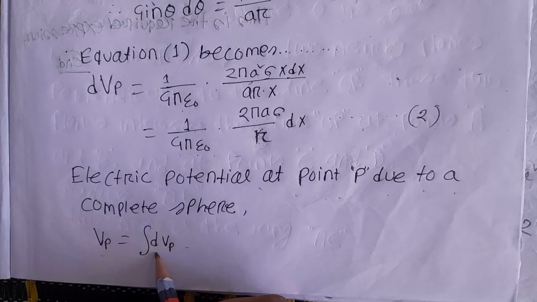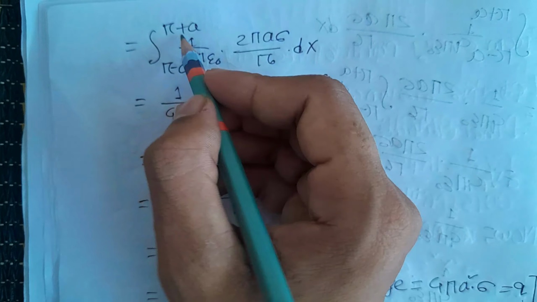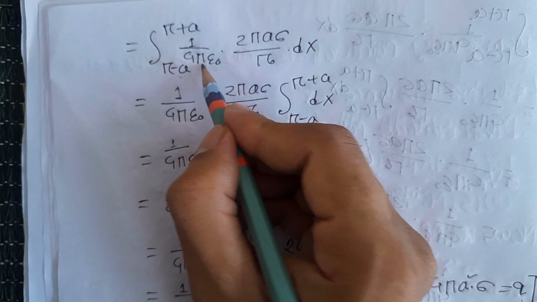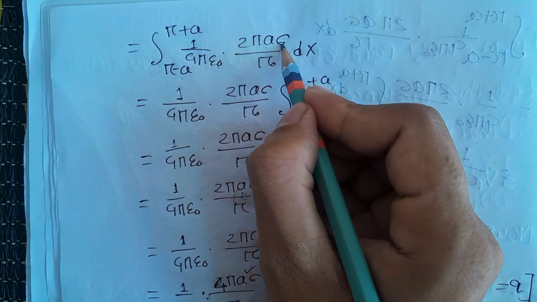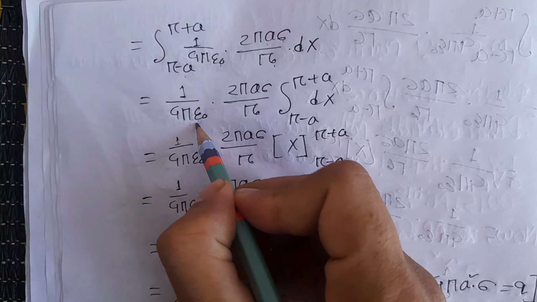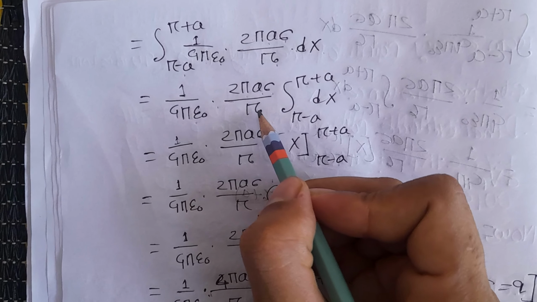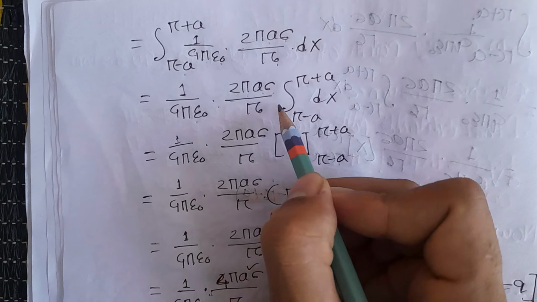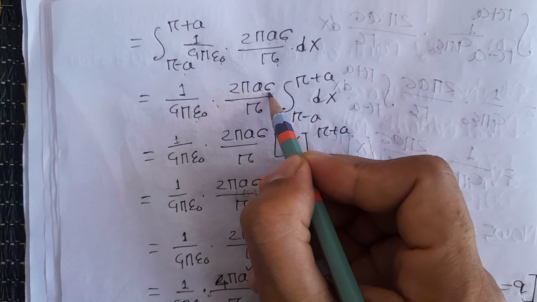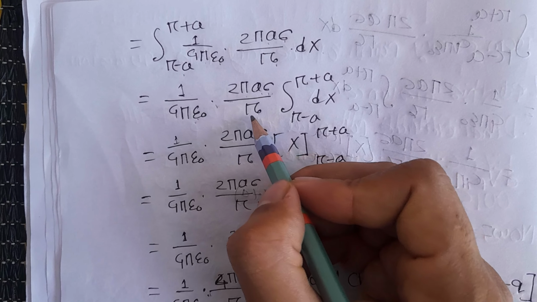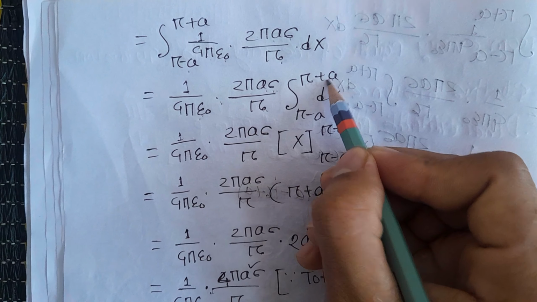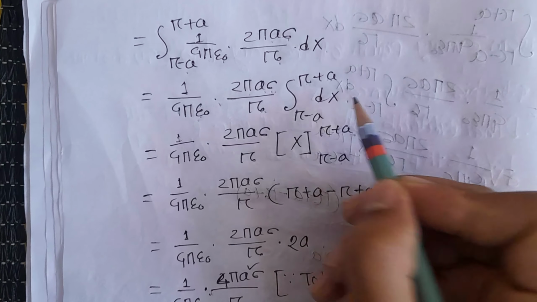Vp equal integration of dVp equal integration, upper limit r plus a and lower limit r minus a, of 1 by 4 pi epsilon naught into 2 pi a sigma by r into dx. 1 by 4 pi epsilon naught into 2 pi a sigma by r is constant. Then 1 by 4 pi epsilon naught into 2 pi a sigma by r into integration, upper limit r plus a, lower limit r minus a, dx.